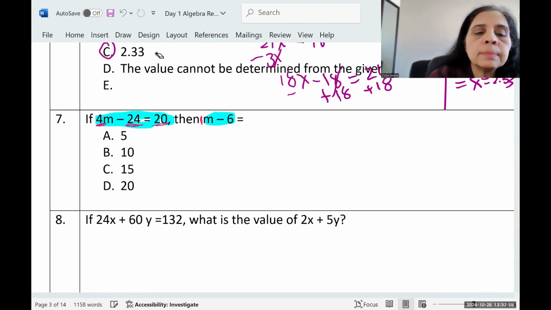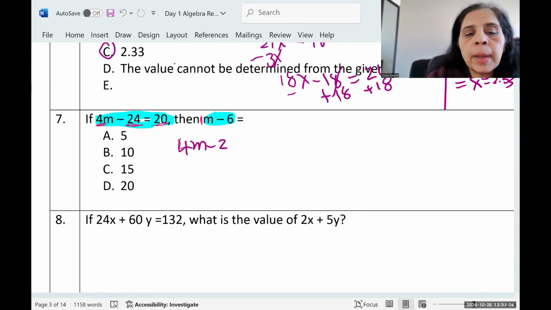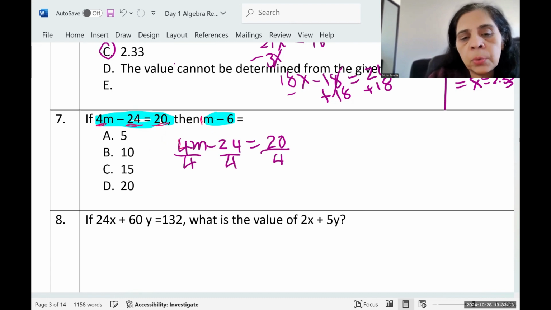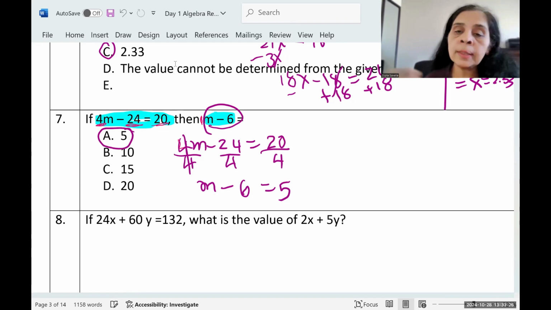Let's do that. So we can see here we have 4m minus 24 equals 20. We divide by 4 to each term on both sides. So look at this, we will get the answer directly. m minus 6 equals 20 divided by 4, which is 5. And that's it. That's what we are looking for. If you forget this strategy, you can solve and plug in.